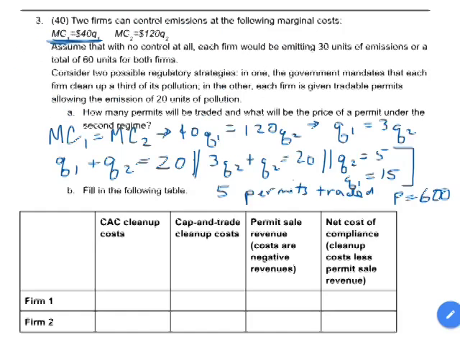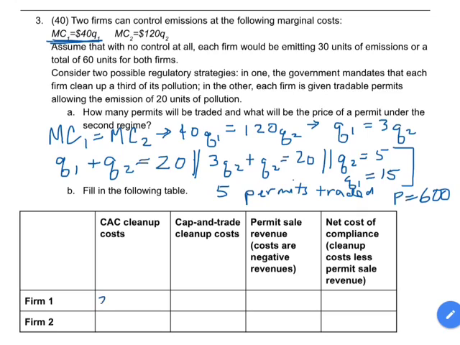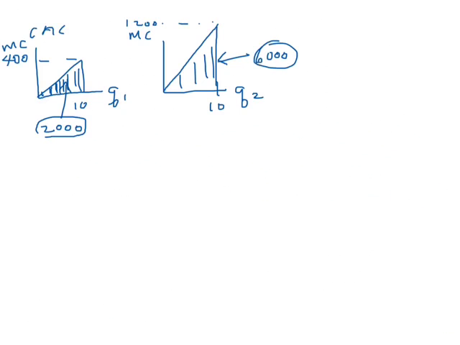So let's just go back, enter those. 2,000, 6,000. That's a 0, believe it or not. And then as far as the cap and trade program, we can do the same thing for the cap and trade.